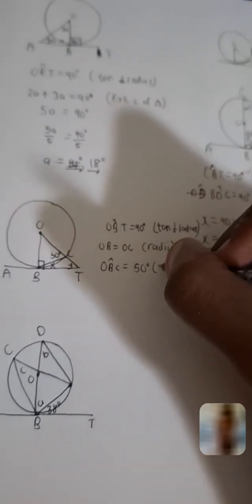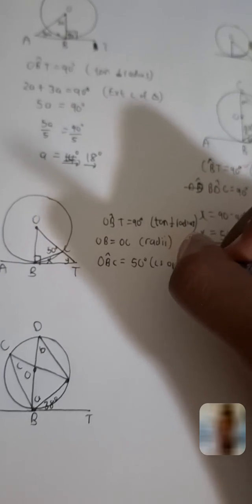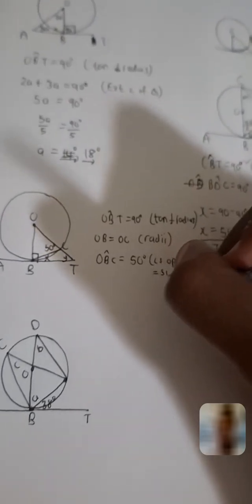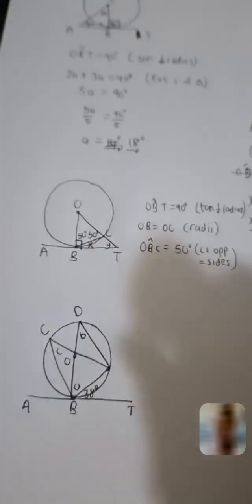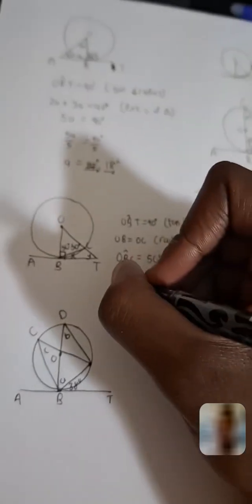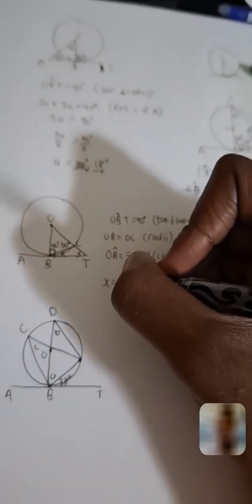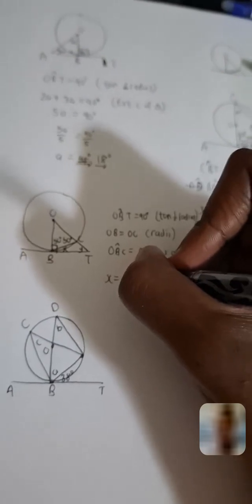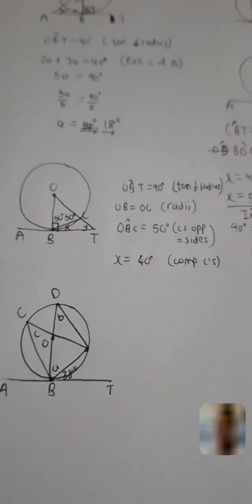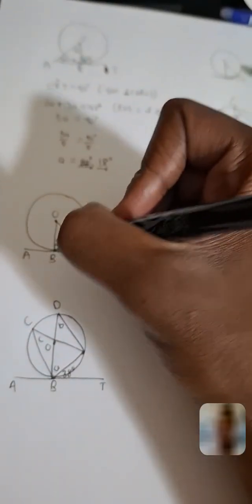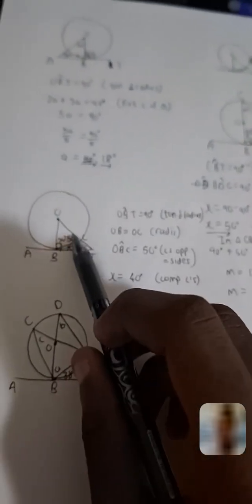The reason is angles opposite equal sides. Which means X is equal to 40 degrees. Reason being complementary: we stated that OBT is 90 degrees. X is equal to 40 degrees. And then X plus Y is equal to 50 degrees, exterior angle.